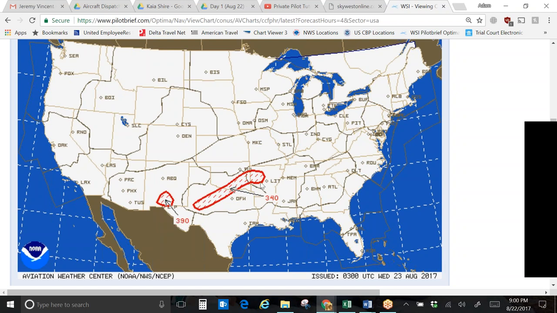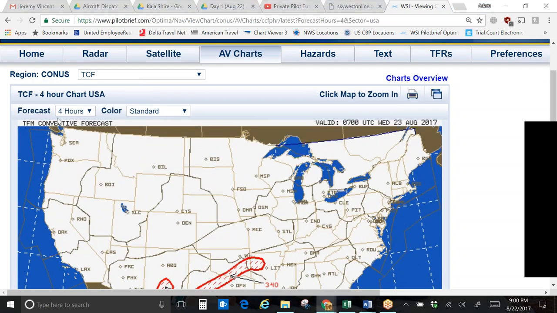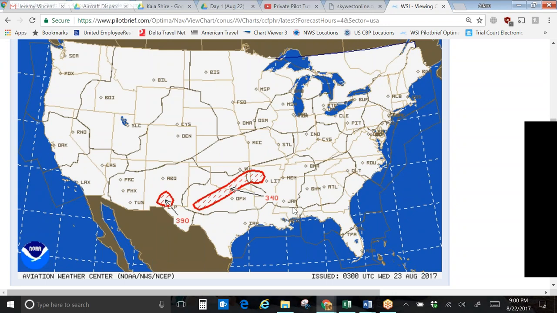And then of course there's this other one right here from West Texas all the way almost to Little Rock, Arkansas. These are areas of forecasted thunderstorm activity, where it's predicted that there will be thunderstorms over the next 4 hours. So this is a 4-hour forecast. If you have a plane flying through this area, you may want to route it around this. So this is actually helpful for us. This is something that we look at a lot, this particular chart. And what are the numbers? Those numbers, like that 340, mean the expected top of the clouds, 34,000 feet. The other one in New Mexico is 39,000 feet.